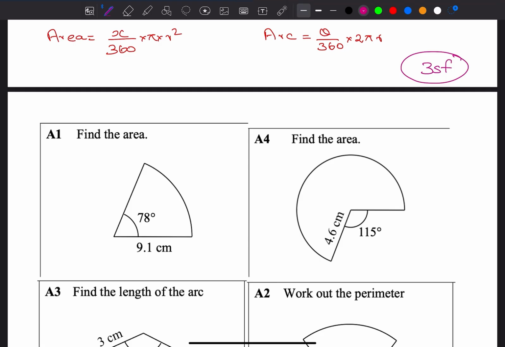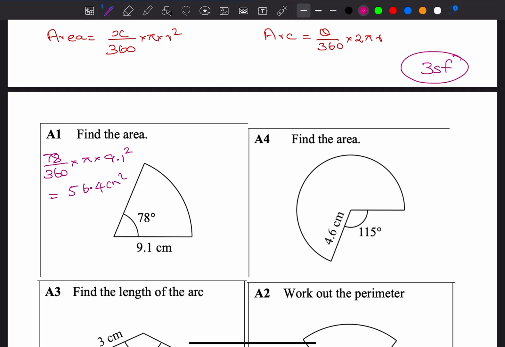Area of this one is what? 78 over 360 times pi times radius, which is 9.1 squared, which will give you 56.4 centimeter squared.